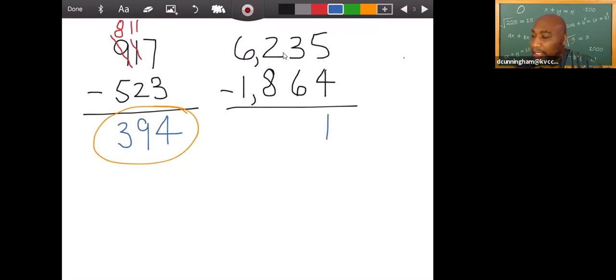Let's look at the next place, the tens value. Now notice that 3 is the top number and is less than 6. So in this case, we have to borrow 1 from the 2, and this becomes 13.